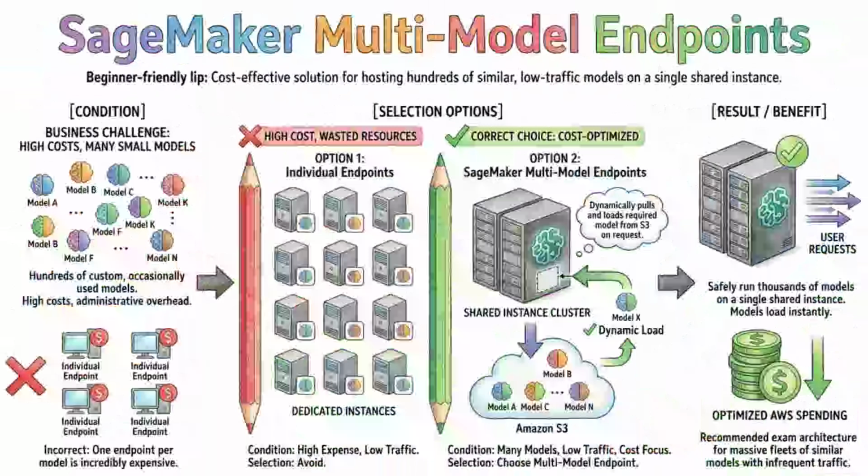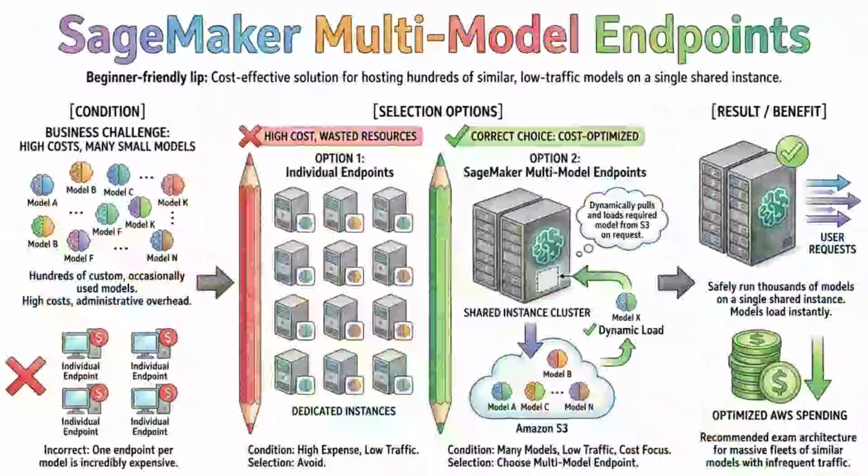For businesses that host hundreds of custom, small models that are used occasionally, setting up an individual real-time endpoint for every single model becomes incredibly expensive. To solve this financial and administrative challenge, AWS provides SageMaker multi-model endpoints, which allow you to safely run thousands of models on a single shared instance cluster.